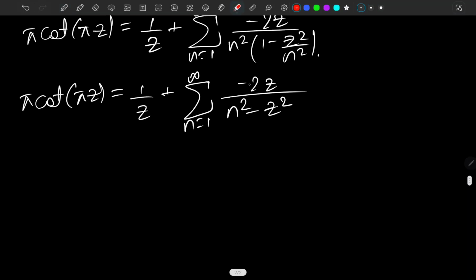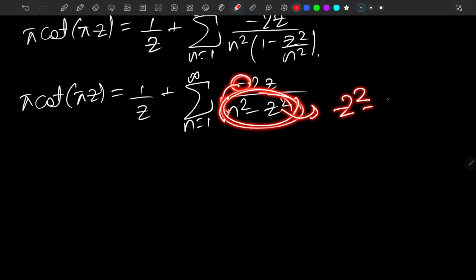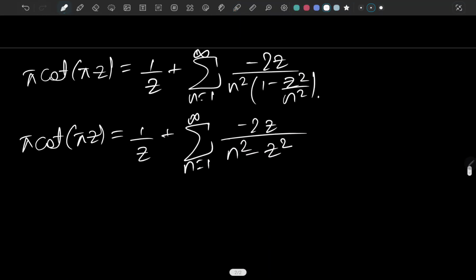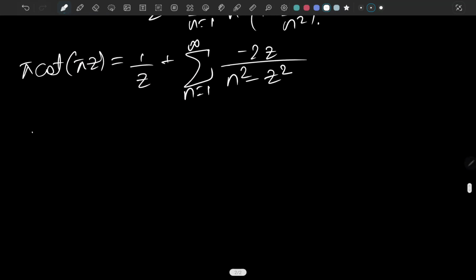So the next step is to multiply this negative inside the denominator, which changes the order and gives us z squared minus n squared, right? I hope you are understanding these kinds of steps, because these are elementary and they are not difficult to understand.